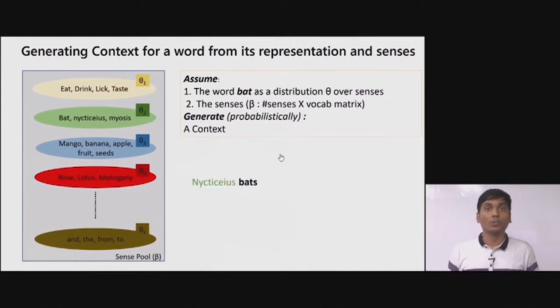For the first position, I pick sense 2 with probability theta 2, and I pick the word noxious from this sense. For the second position, I pick the word eat from sense 1, which was picked with some probability theta 1, and so on and so forth.